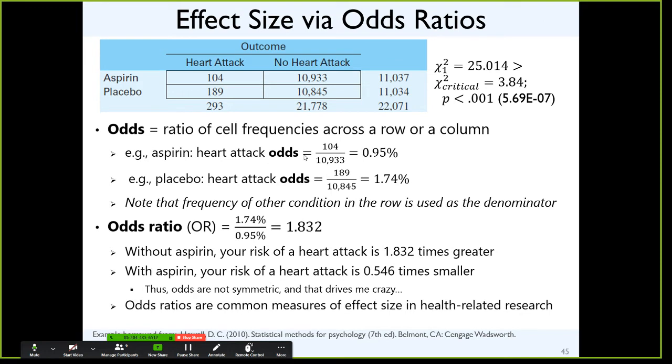Another one that you'll come across is an odds ratio, or a computer that restarts itself for no reason.